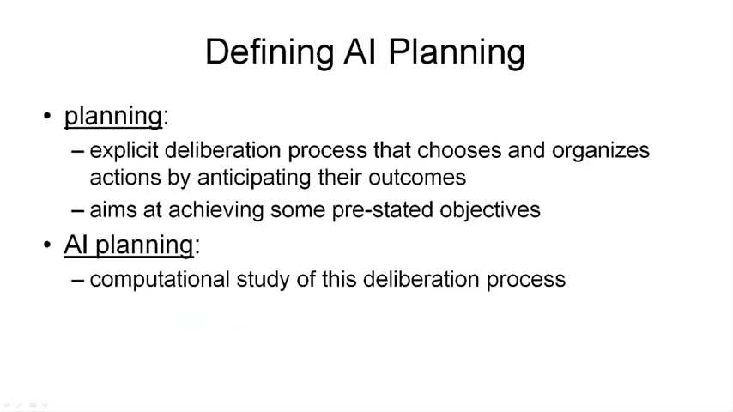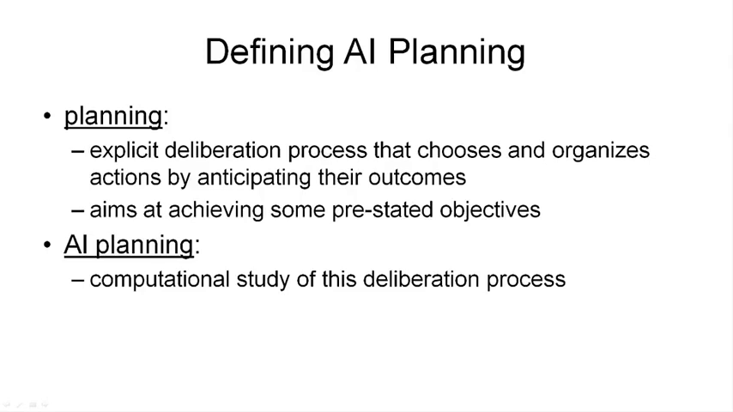Here is a definition for what we mean by artificial intelligence planning. Let me read this out for you first. Planning is an explicit deliberation process that chooses and organizes actions by anticipating their outcomes, and that aims at achieving some pre-stated objectives. So I will try to take this apart for you now.